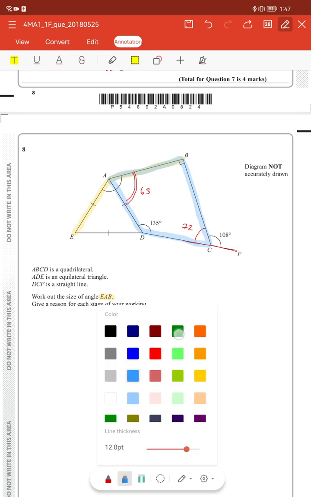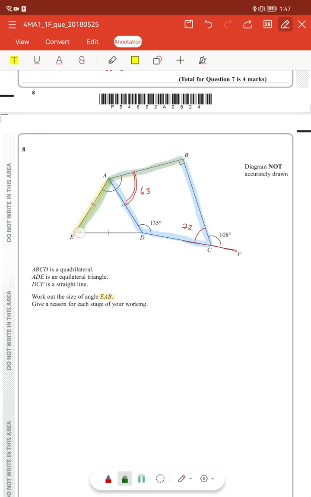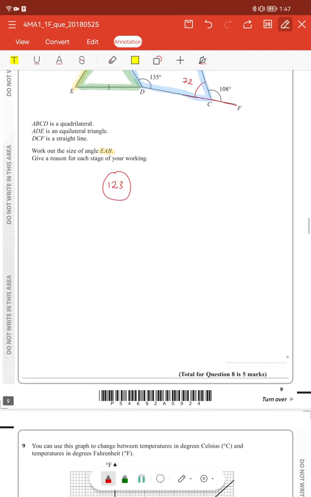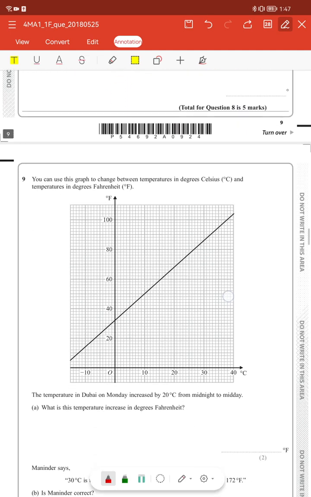This triangle here is an equilateral triangle, which means all the angles must be the same. So this angle here must be 60. So the angle EAB would be 123. And you just need to state all those answers that I explained.